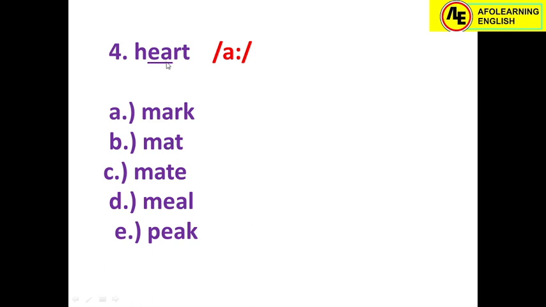Heart. Yes, this is a long A, as you can see on the screen. I've provided the phonetic symbol for the long A. And I just said when you have the AR, it gives you the long A. So the correct answer is mark. Option B, mat. No. Option C, mate. No. Option D, meal. No. Option E, pig. No.